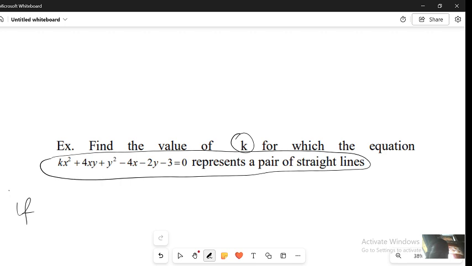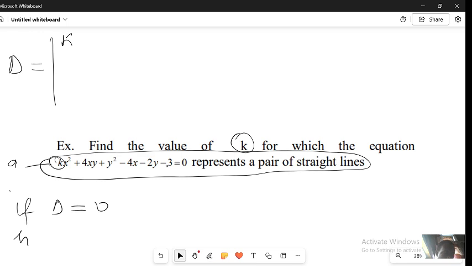Now let's determine the value of delta. Delta is going to be equal to k. The value of k now represents my value of a from the general equation. I have k. What is the value of h? Here, the value of h, because I'm supposed to have 2h equal 4, is going to be equal to 2.